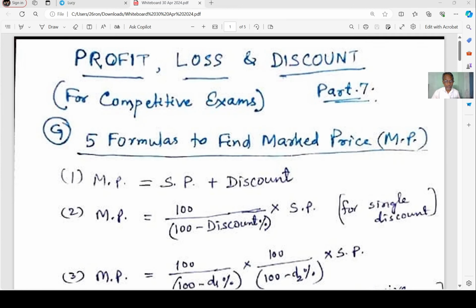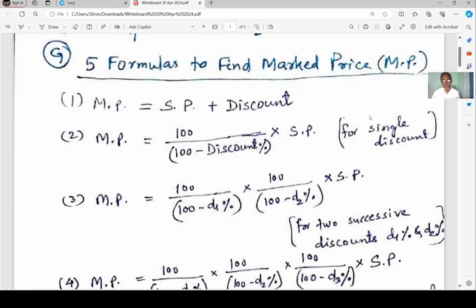Hello students, we have already discussed 6 parts on profit, loss and discount. This is the 7th part. In this part we will discuss different formulas and related examples to find a marked price.